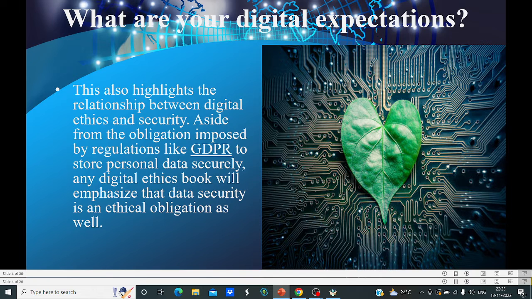This also highlights the relationship between the digital and security. Digital ethics comes under the ethics approached with the digital medium, and it has some security also. From this, there are regulations, protocols and restrictions like GDPR on how to store personal data and how to secure the data, and these come under ethical obligation as well.